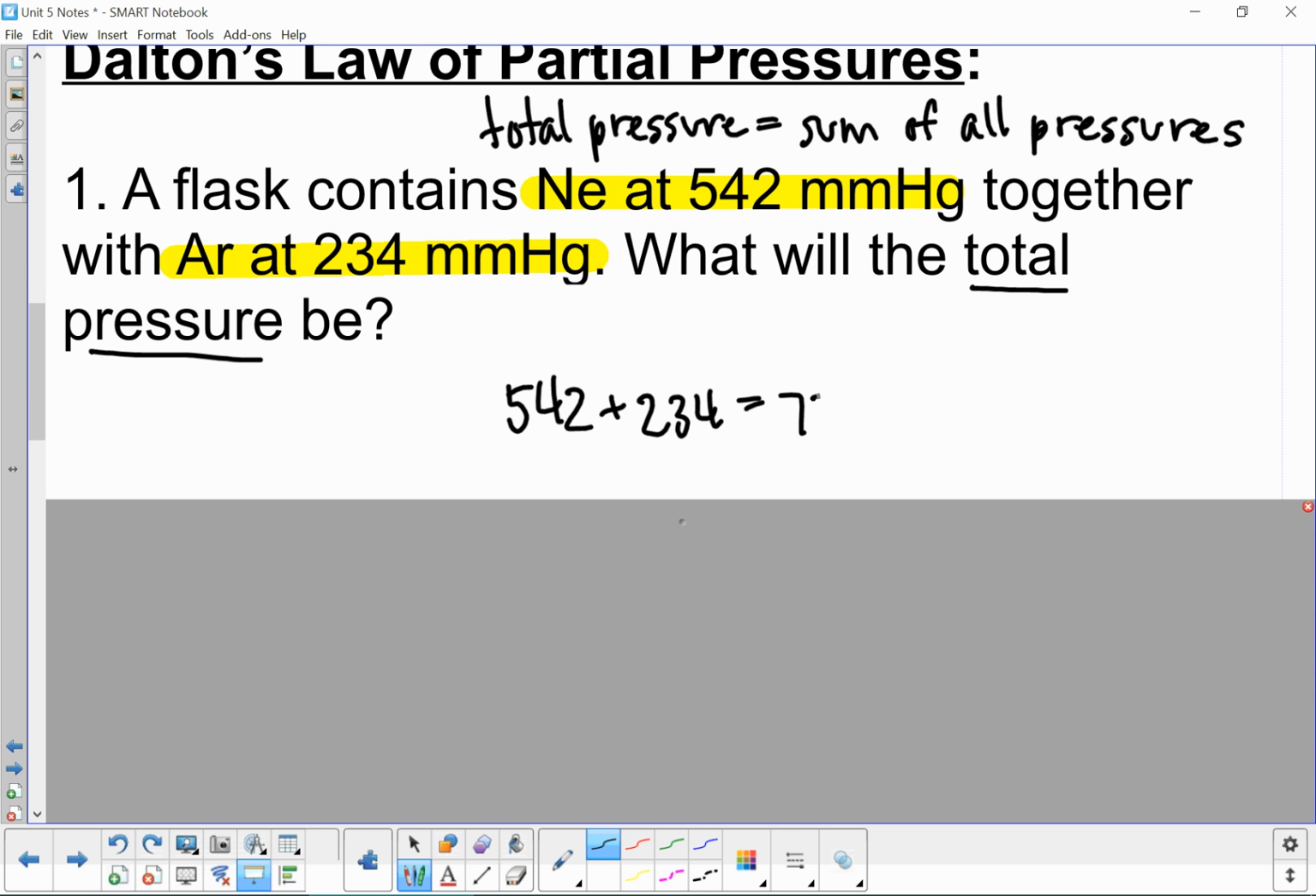of 776. Now for your sig figs, both of these original numbers had nothing after the decimal, so we just want nothing after the decimal here, which we already have. Pull the units right out of the question, and your final answer is 776 mmHg.